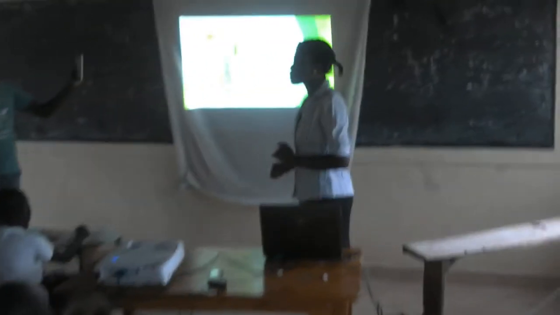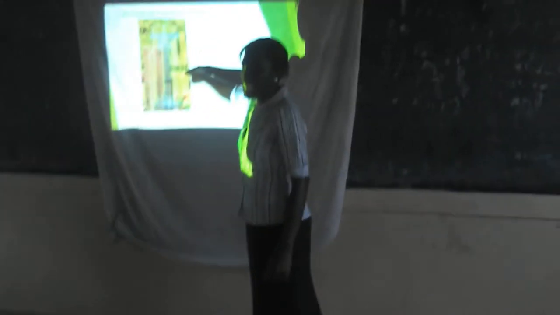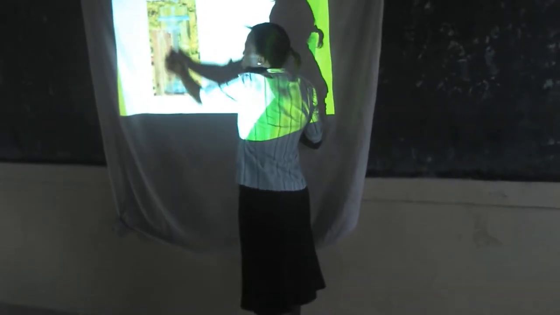Who can guess what that is? Who can use this instrument here? Yes, Anita? Very good. Let's now go in turn. Yes, this instrument here is a rain gauge. If you look at it carefully, you will find that it has got a scale.